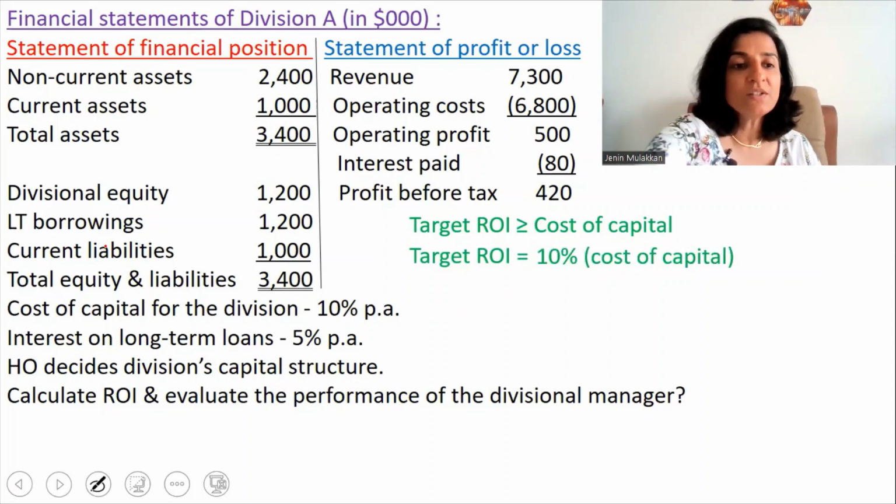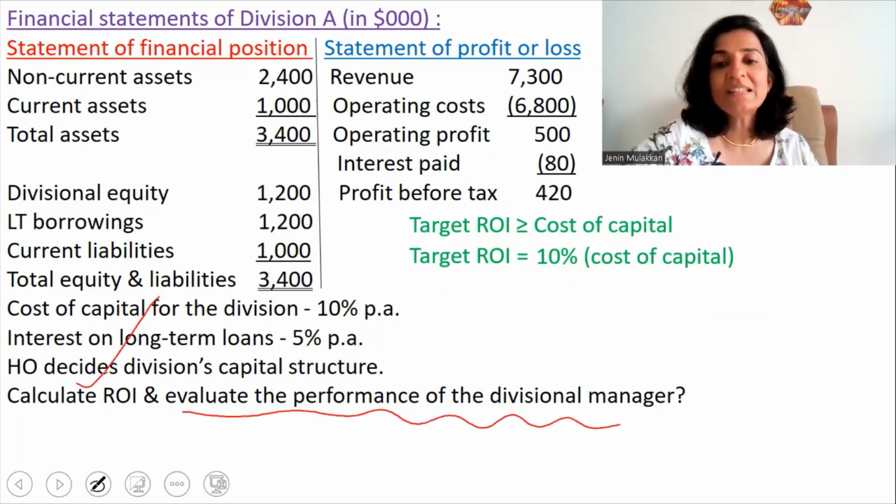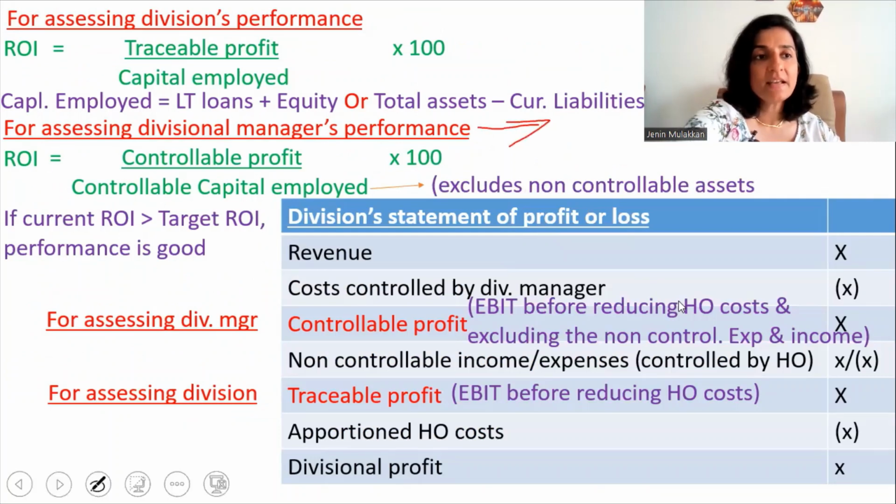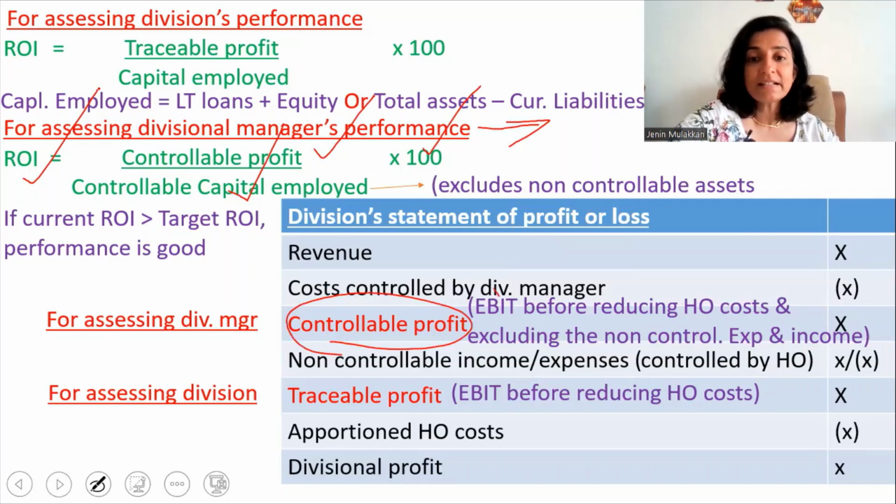Now, they have asked us to calculate the return on investment and evaluate the performance of the divisional manager. For assessing the divisional manager's performance, the formula is controllable profit divided by controllable capital employed into 100. And what is controllable profit? It is earnings before interest and tax, before reducing the head office cost and excluding the non-controllable expenses and income.